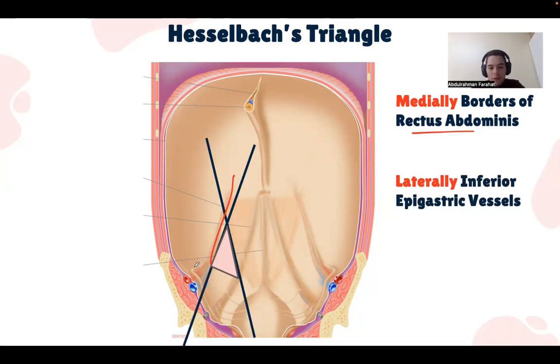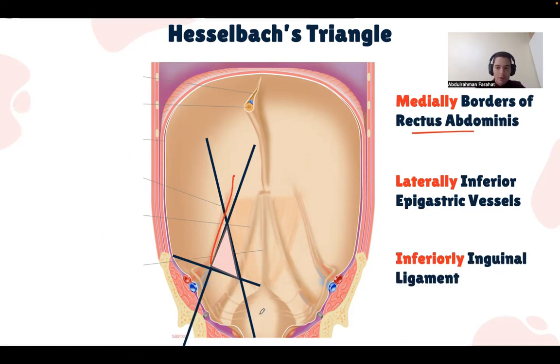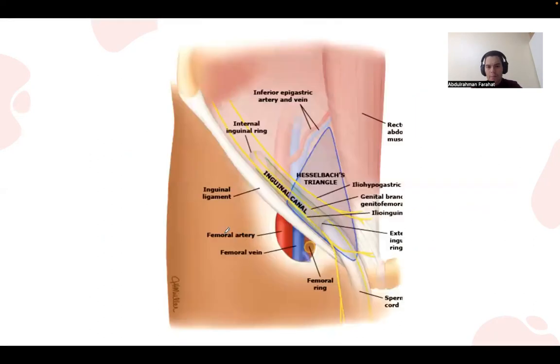And now finally, you'd have something running below, which we also spoke about a lot, the inguinal ligament. Remember the inguinal ligament from the anterior superior iliac spine all the way down to the pubic symphysis, right? So that's how Hesselbach's triangle is made.